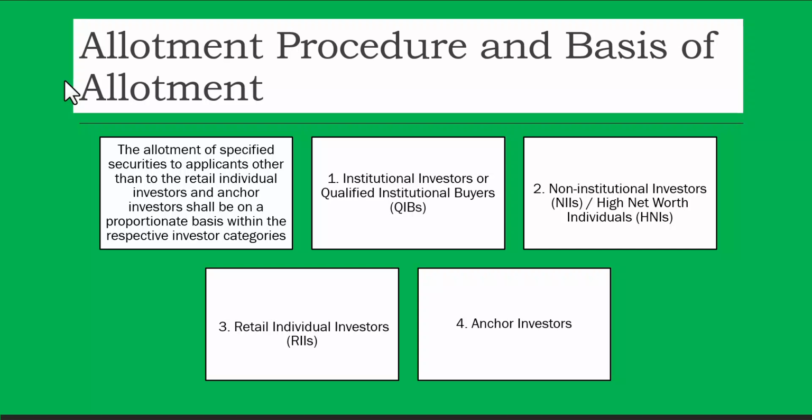Is that okay? Have you got it? It's a proportionate allotment. सबको मिलेगा, but on proportionate basis. Fine. But in case of retail investors and anchor investors, it is basically a different rule. Okay? It's not on proportionate.